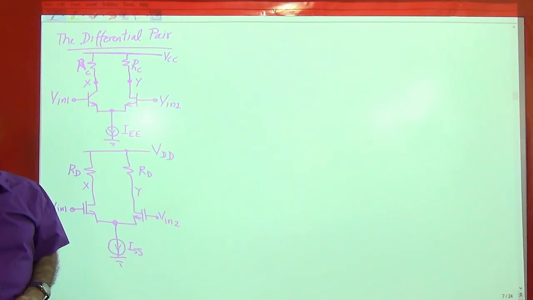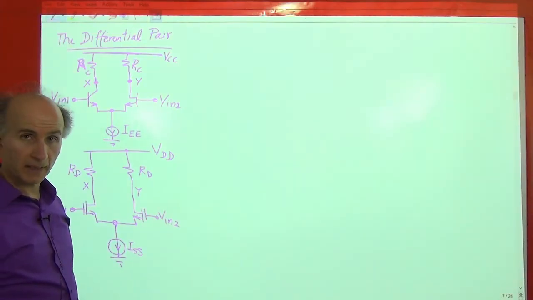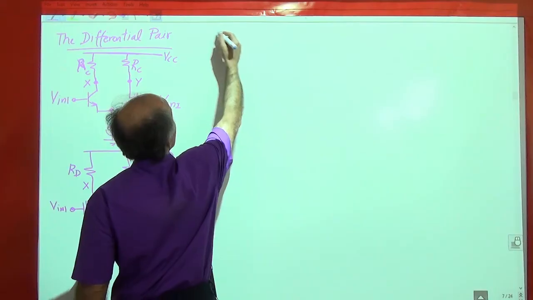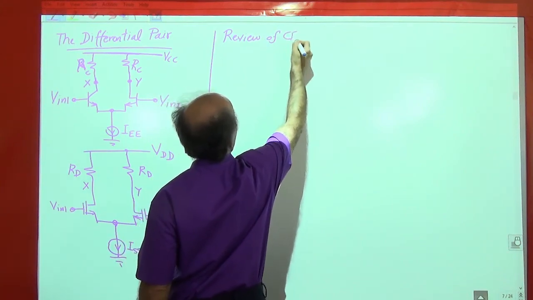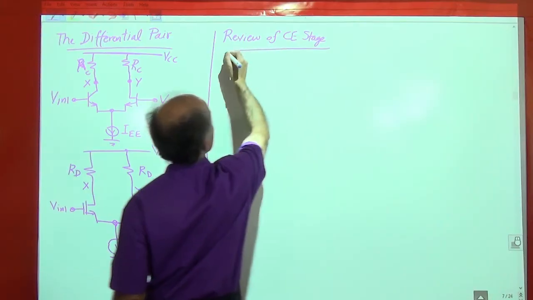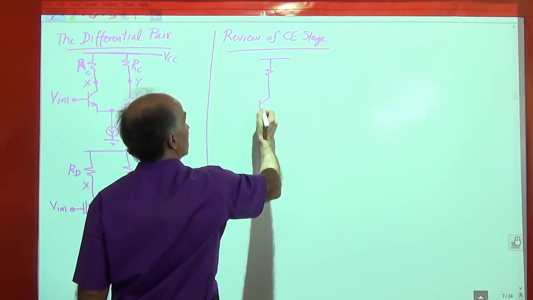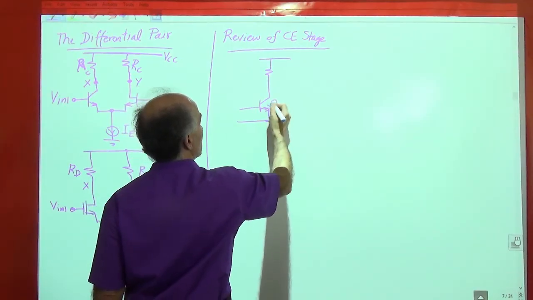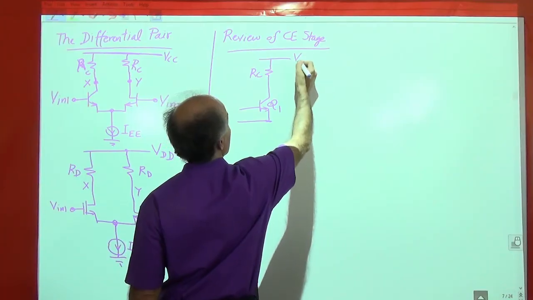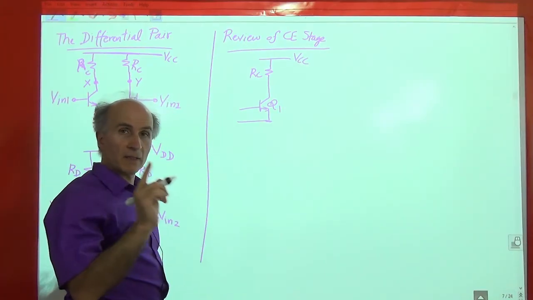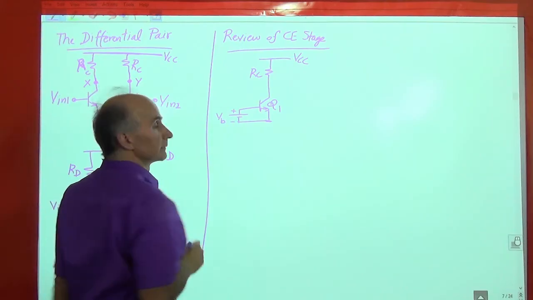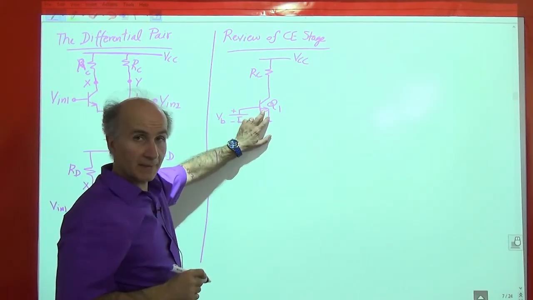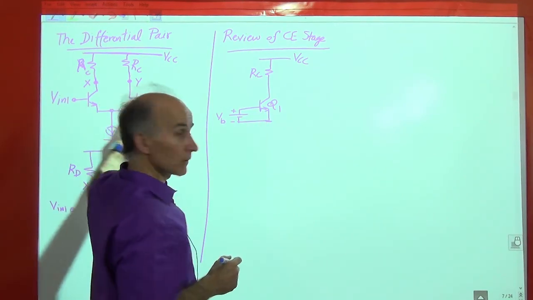Okay, I will need to do a quick review of the common emitter stage before we go in here. So here's what we had. Remember, a single transistor Q1, RC, VCC. Let's suppose that there's just a battery connected between the base and the emitter. So we'll call this VB. And let's assume that this device operates in the forward active region, as these do.